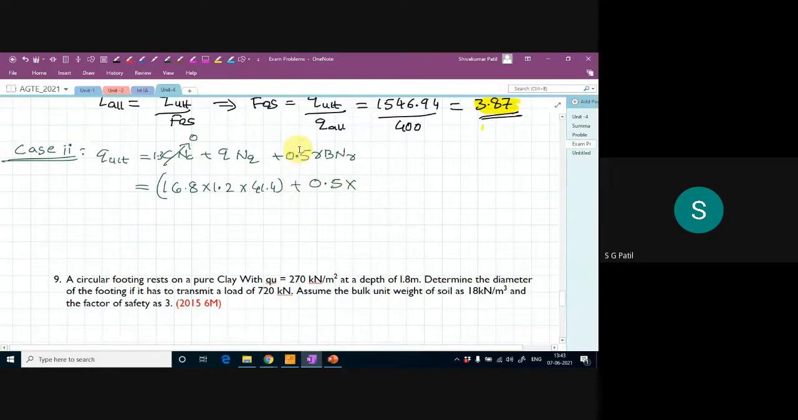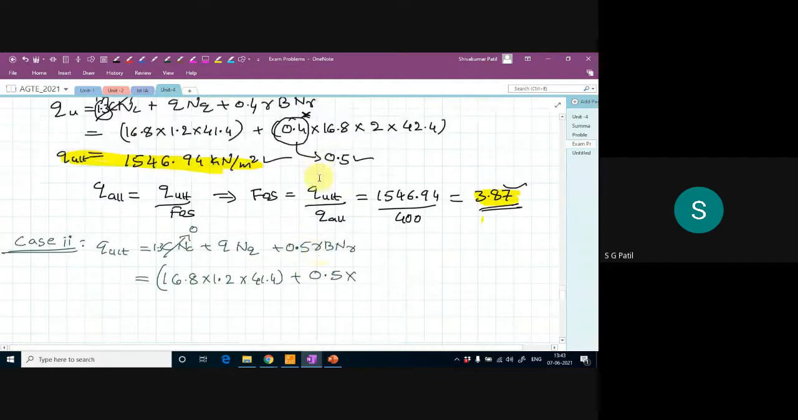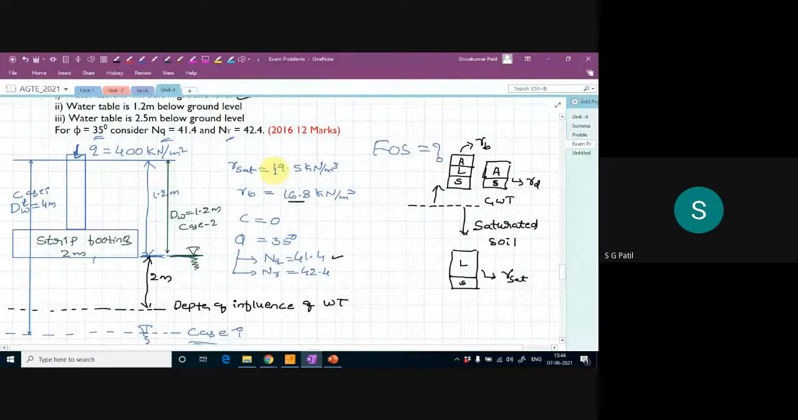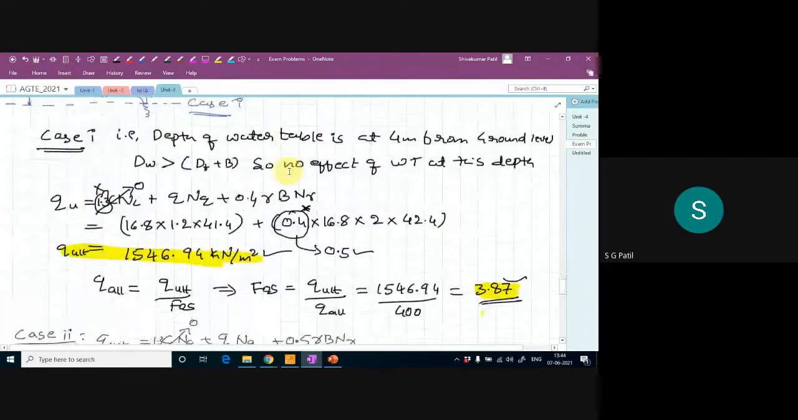Okay, now you see the third term. Who is contributing the third term? The third term is contributed by the soil present below the footing. Whatever soil is present from this level to this level is contributing to the third term. Since my soil in the third term is saturated soil, I have to consider its submerged unit weight. What is the submerged unit weight? The submerged unit weight is nothing but your saturated unit weight minus the unit weight of water. The saturated unit weight is 19.5.